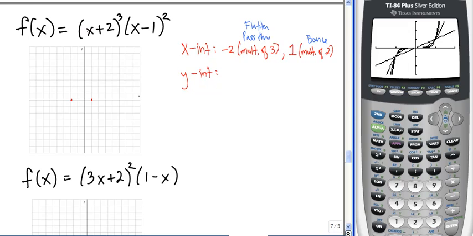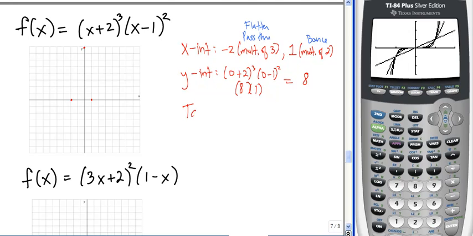So we're going to plug in 0 for these two x's. So if I plug in 0 for both of my x's, what's this going to reduce to? 2 cubed is 8, and -1 quantity squared becomes +1, so this is +8. So let's put a dot on the y-axis at 8. So way up here.